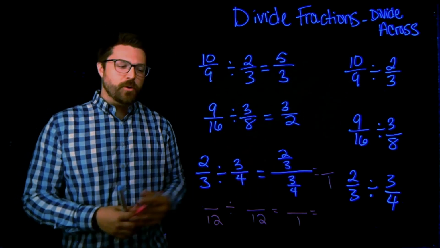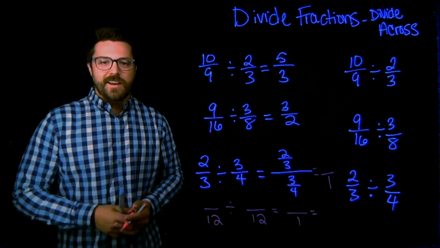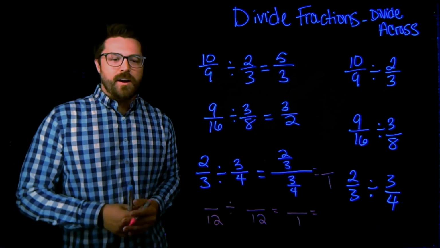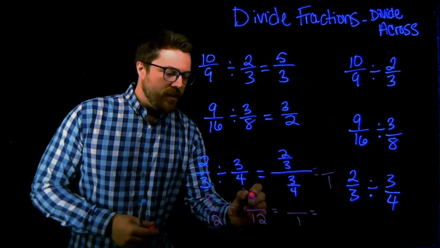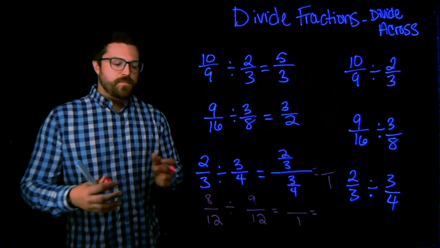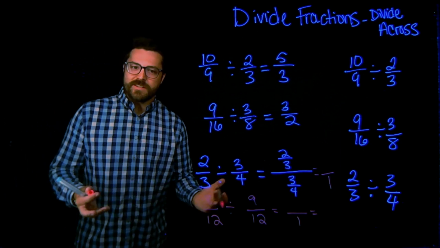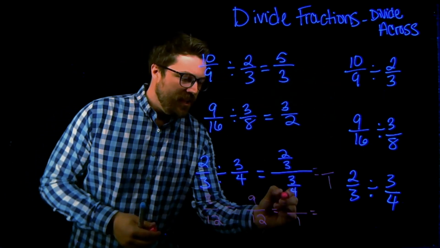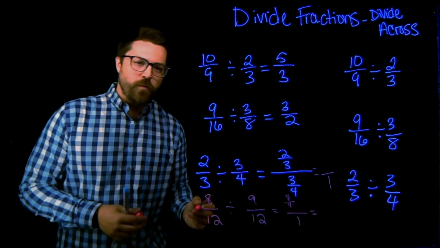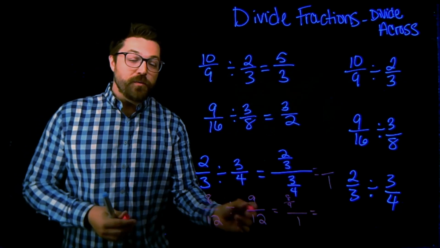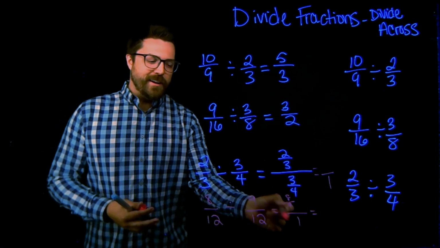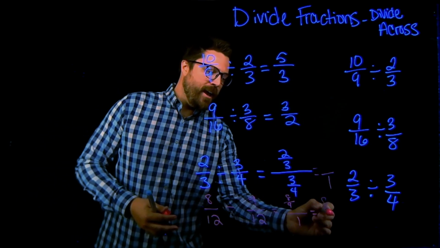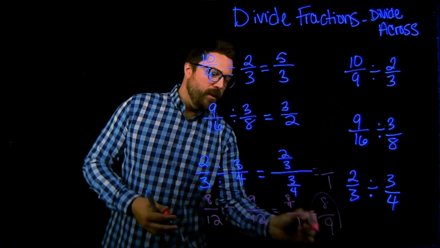So let's write equivalent fractions for 2/3 and 3/4 with denominators of 12. We're going to have 8/12 and 9/12. Now we think 8/12 divided by 9/12, and we just divide across. 8 divided by 9 is just 8 over 9, and then 12 divided by 12 is 1. So we have 8/9 over 1, and with that denominator of 1, we just have 8/9.